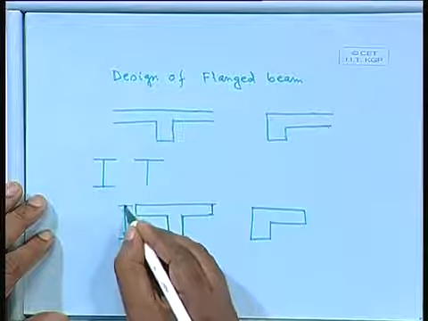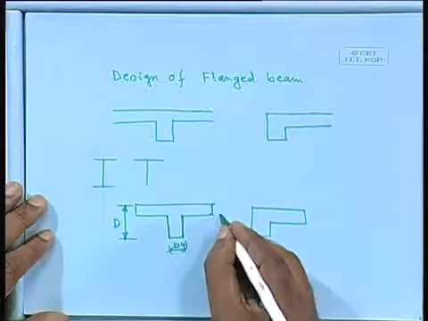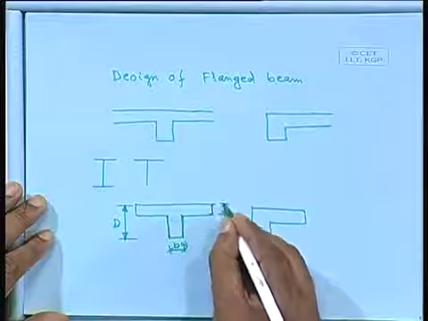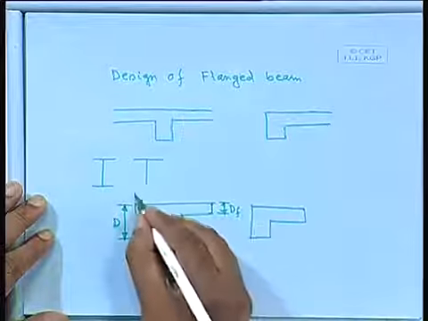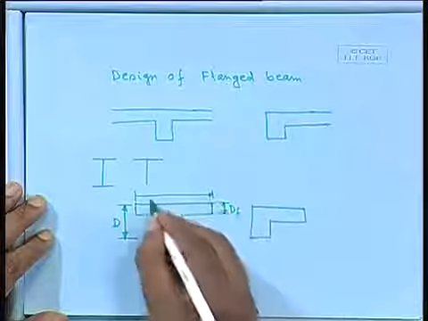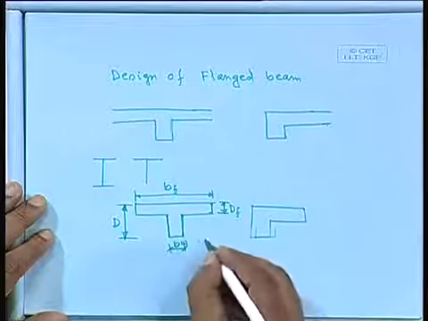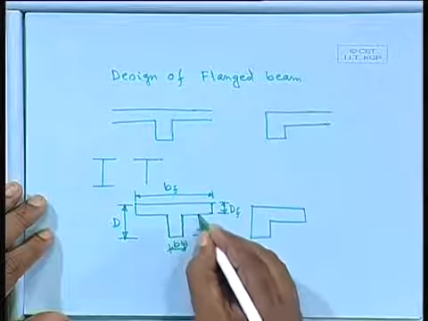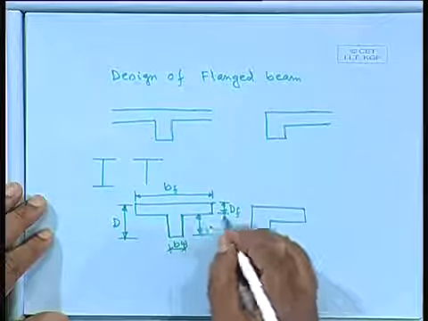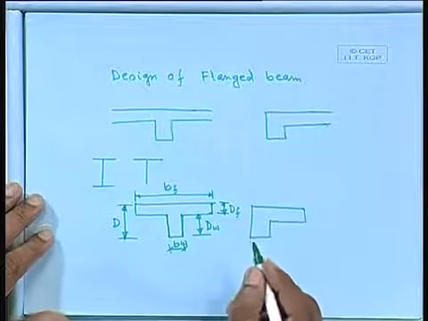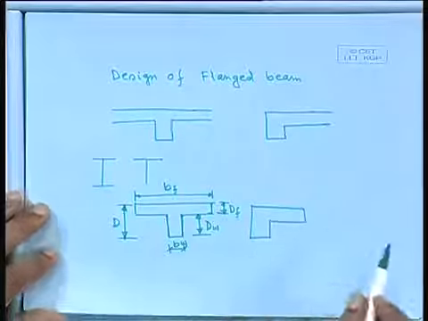overall depth, DF, depth of the flange, width of the flange, and depth of the wave. Depth of the wave we can get. What we have to do, we can do the design as well as we can do the analysis. Moment of resistance we can find out for these sections.